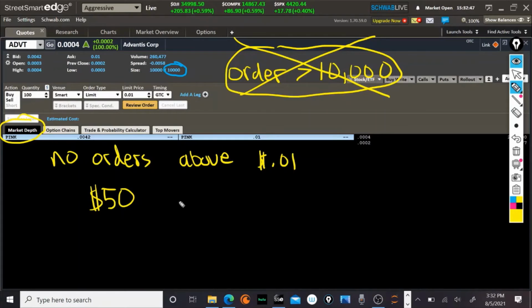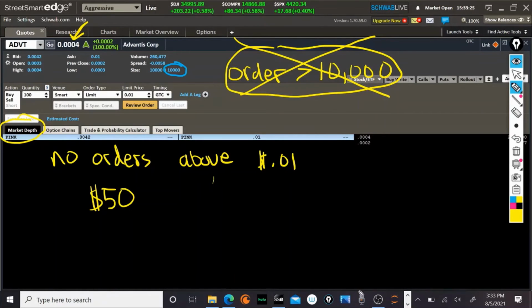So the next available price could be $50 after those 10,000 shares. So for example, if we go back to our example where you place an order for 11,000 shares, those 1,000 shares could be at $50 per share. So you end up spending $5,000 instead of the 0.0004 per share. And this has happened in clients' accounts.